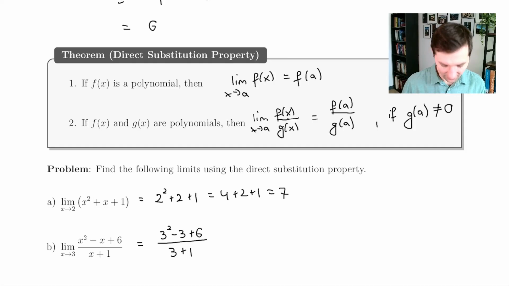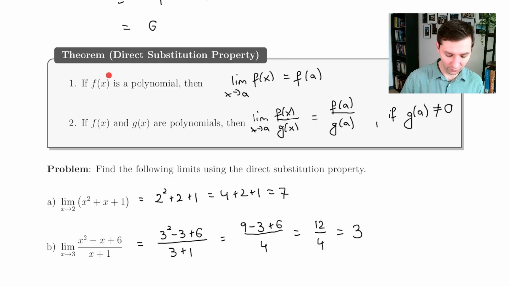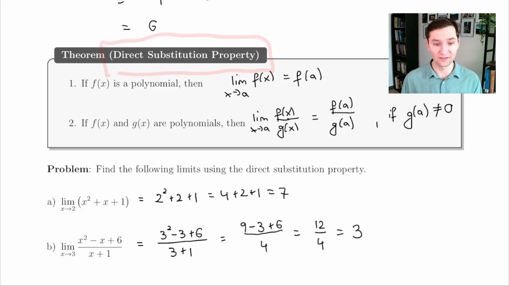In the denominator, I will get 3 plus 1. So in the numerator, I have 9 minus 3 plus 6 divided by 4. 9 minus 3 is 6, 6 plus 6 is 12, so that is 12 divided by 4, which is 3. So this limit is 3. Thanks to limit laws, we have the direct substitution property, which simplifies and shortens all the calculations.